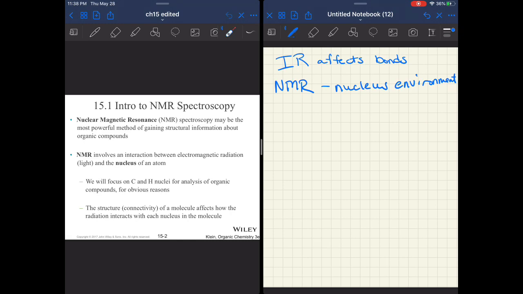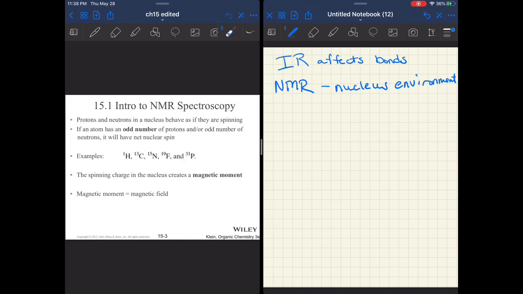It's a very robust technique, so it's a little bit more complicated to learn. So we're going to take it a step at a time. You can focus on many different nuclei. We're going to focus on carbon and hydrogen because we're organic chemists, and that's going to be the most helpful. But you can definitely study other nuclei as well.